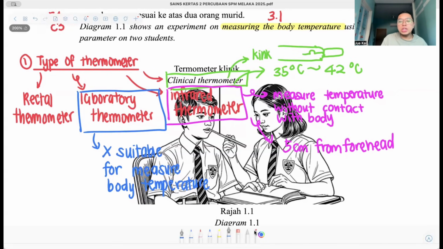Okay, just now I told you what is the specialty or the characteristic of the clinical thermometer. What is it? Tell me. Yeah, good job, Qixuan. Kink. Does the laboratory thermometer have a kink? Yes or no? No, right?